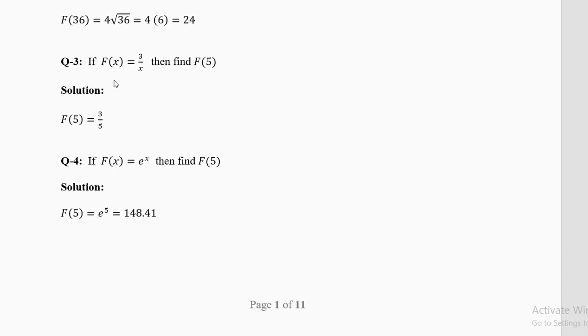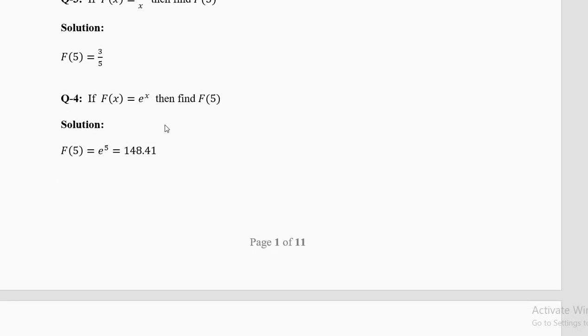Q3: if f of x equals 3 by x, then find f of 5. Your answer is 3 over 5. If you want, you can convert it into decimal. You'll get 0.6. Q4: if f of x equals e power x, then find f of 5. f of 5 is e power 5. You put it in your calculator using shift, logarithm natural, shift ln, and you'll get e power 5 equal to 148.41.